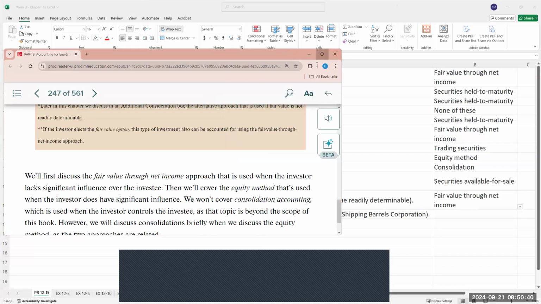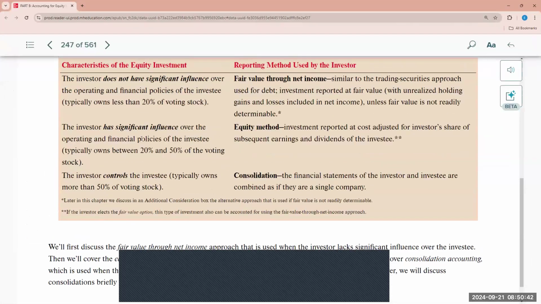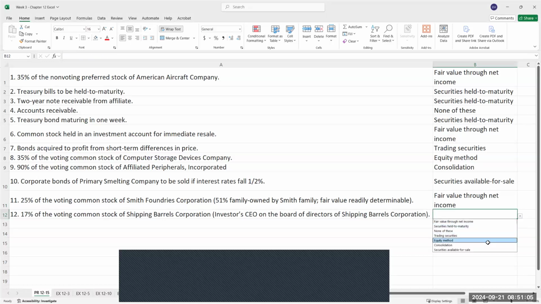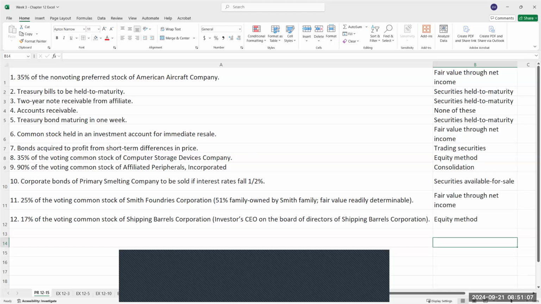So if we pull this back up again, the investor has significant influence over the operating and financial policies of the investee. So again, it says typically. So here we see that it's 17% ownership, but it says that the investor's CEO is on the board. So therefore, they do have influence over the operating and financial policy. So based on this nuance, the correct answer is the equity method.